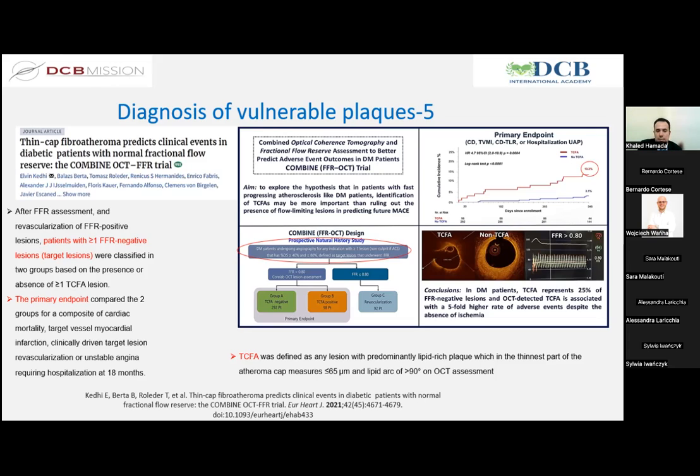Thin-capped fibroatheroma in this study was defined as any predominantly lipid-rich plaque with the thinnest part of the cap less than 65 micrometers and lipid arc more than 90 degrees on OCT assessment.